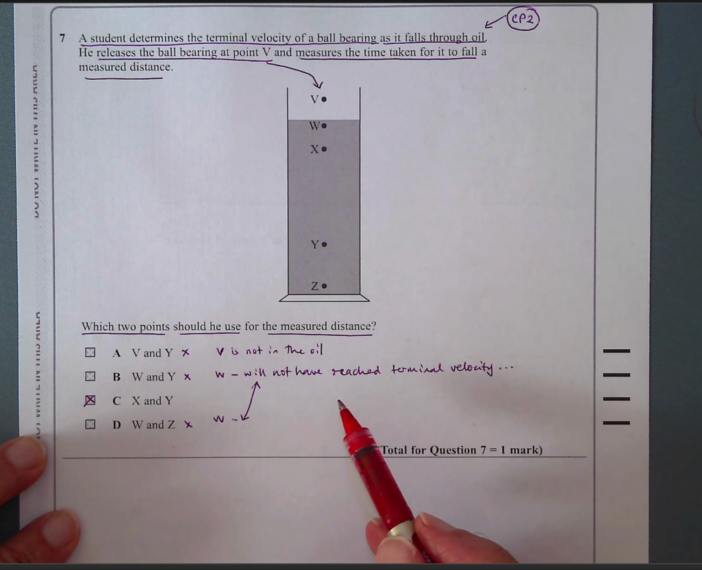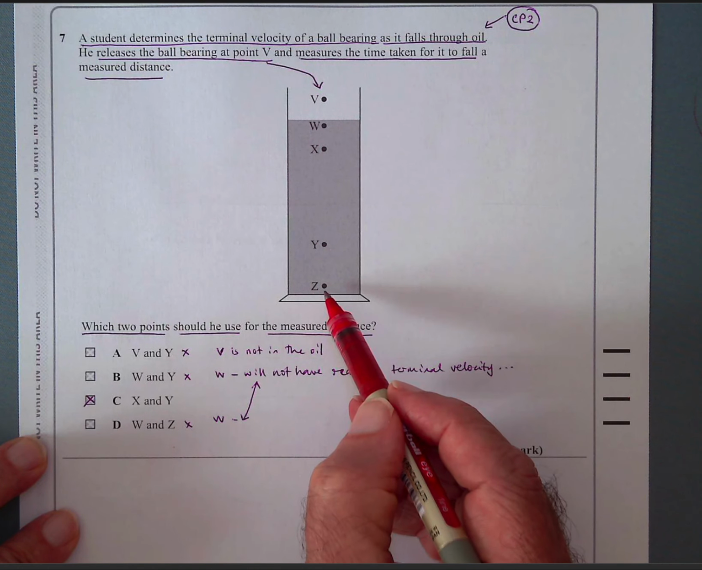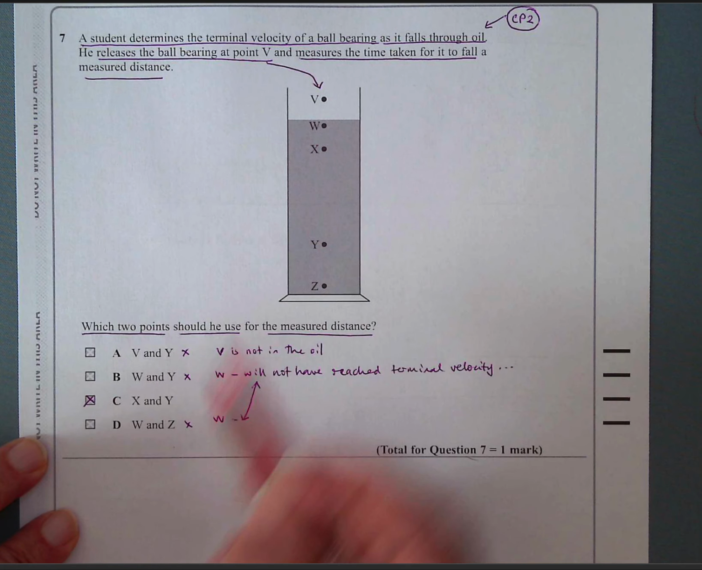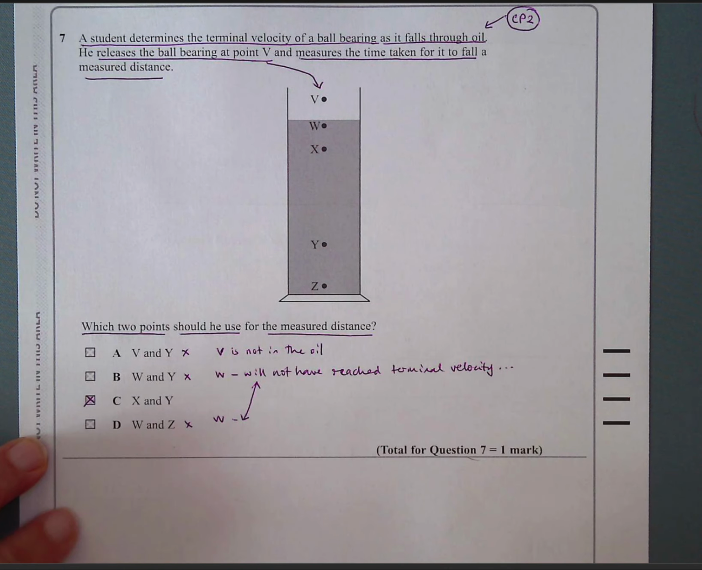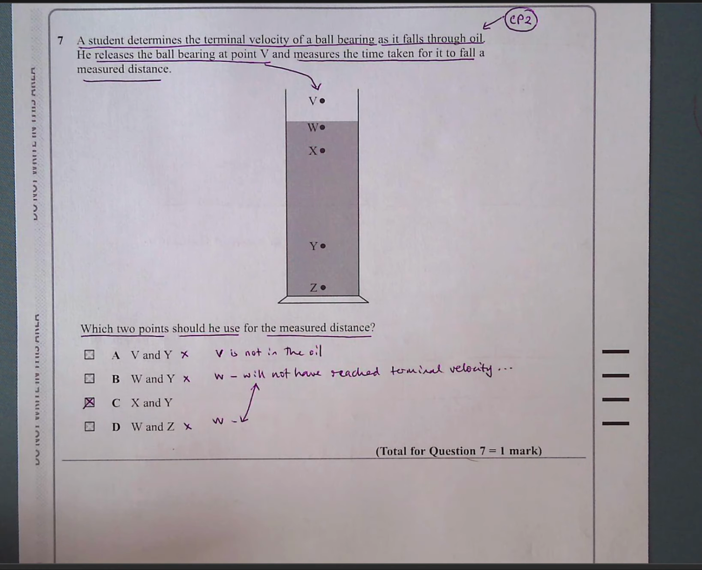And then there isn't the choice of using Z except for with W, and W hasn't reached terminal velocity yet, so D is wrong. So the only answer you can have is C.